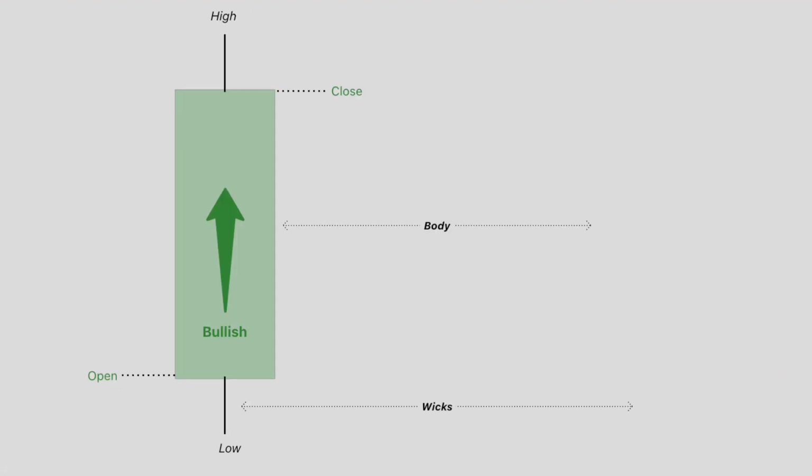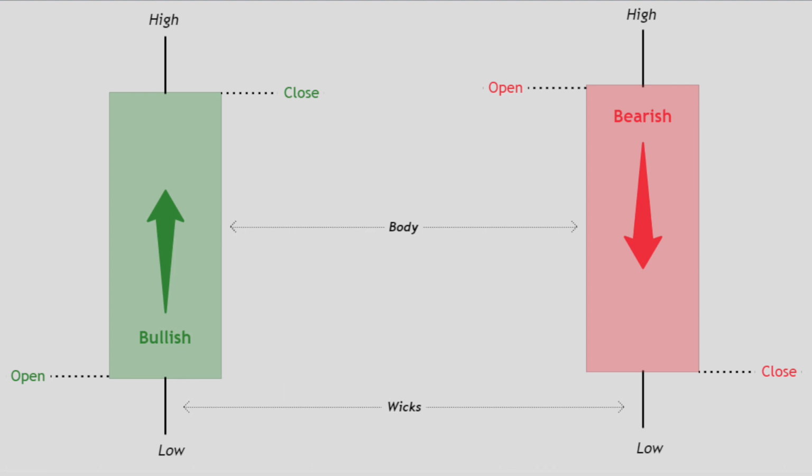The candle body represents the bullish expansion. Wicks just represent the volatility. Similarly, for a bearish candle, we have an open, high, low, and close. The body represents the bearish expansion. Building on this basic foundation, let's transition to a more advanced knowledge of candlestick formation.